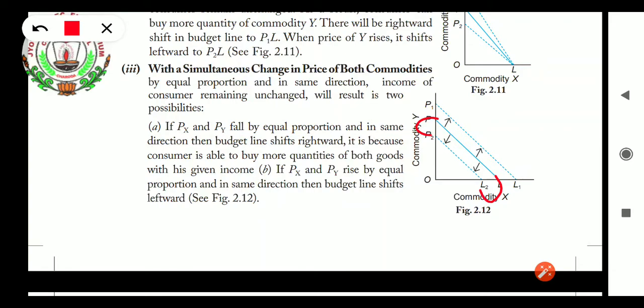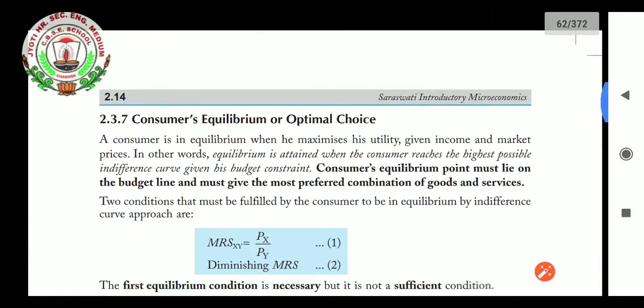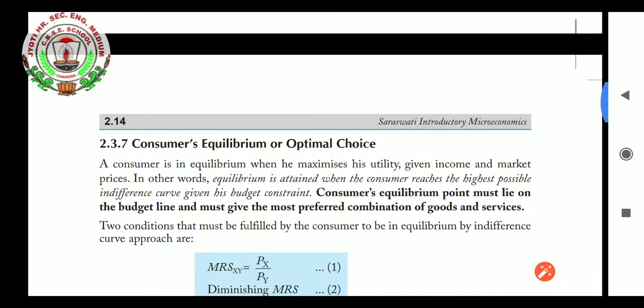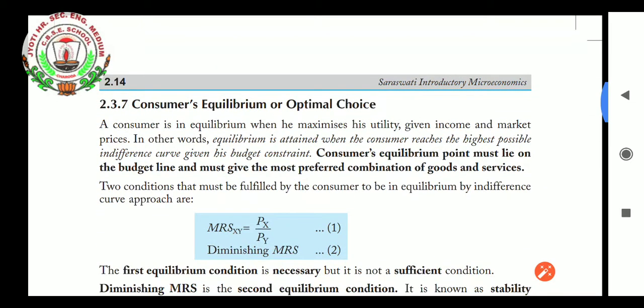So this was the topic of the budget line. I think the budget chart is very clear to you, how the person goes about it. It is a normal thing that we see in consumer behavior. So, consumer's equilibrium or optimal choice. This is the last topic of our chapter.